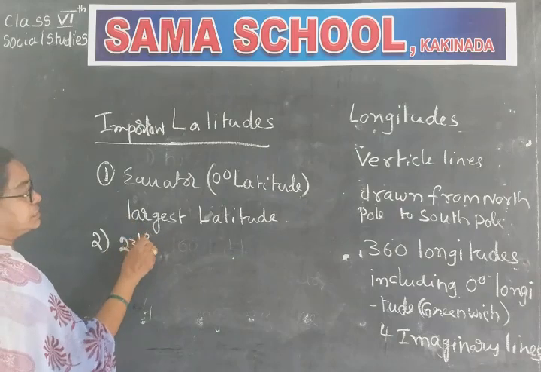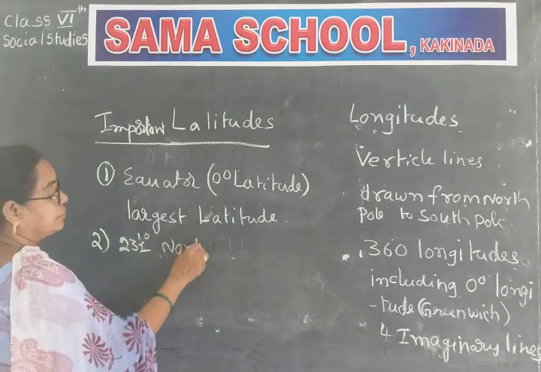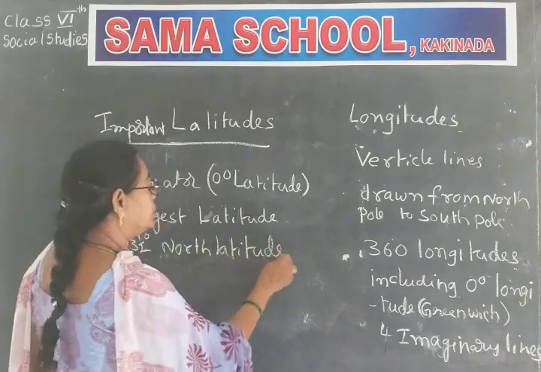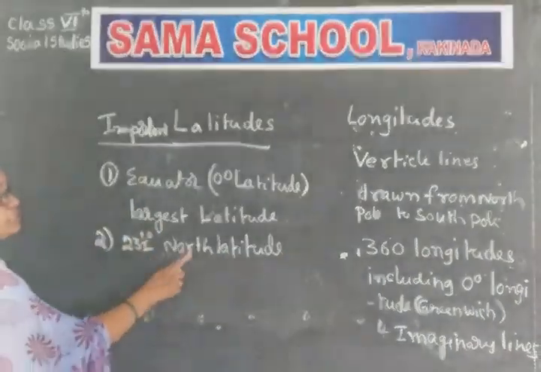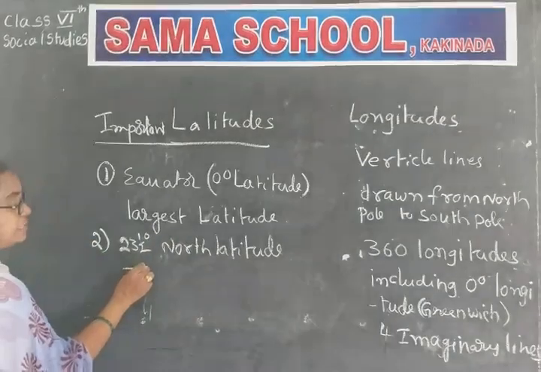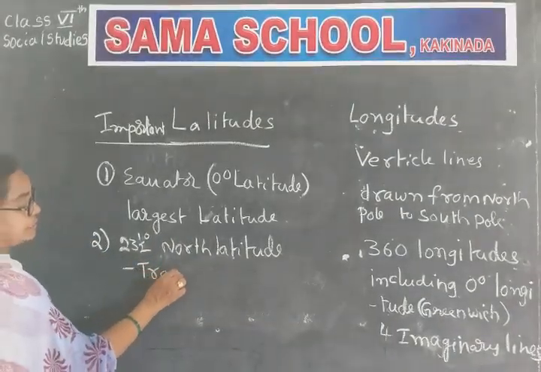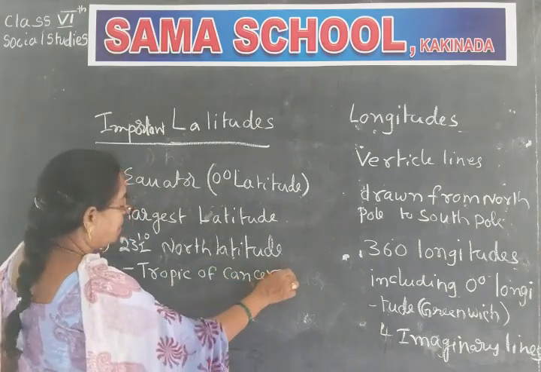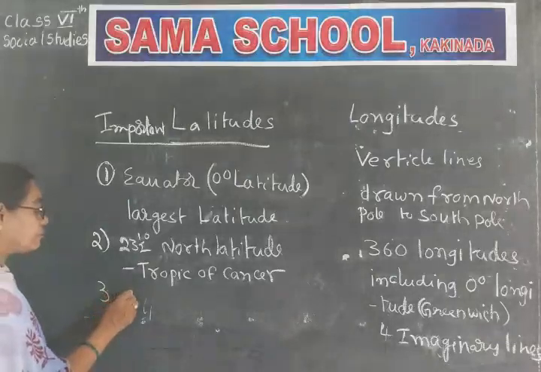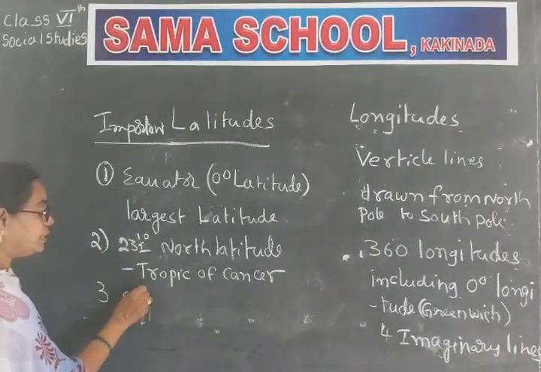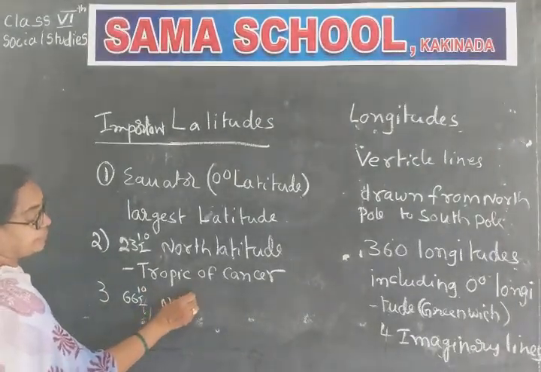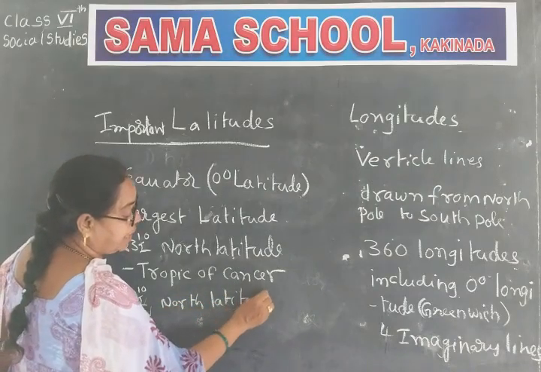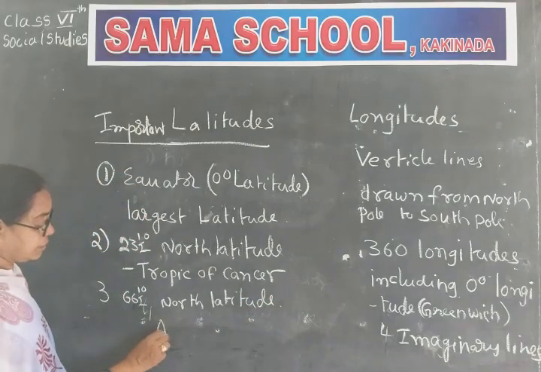23.5 degrees north latitude is called the Tropic of Cancer. And the next one is 66.5 degrees north latitude. This is called the Arctic Circle.